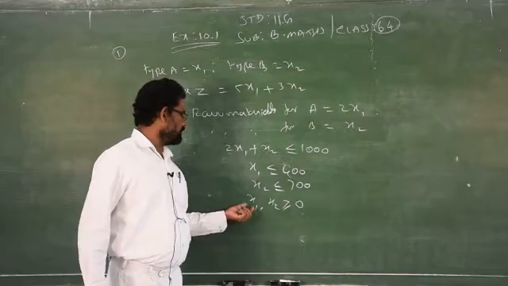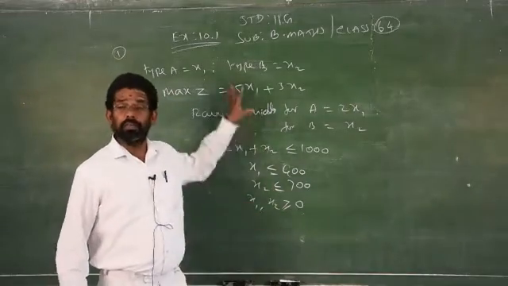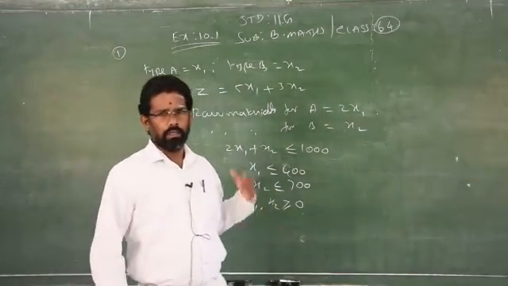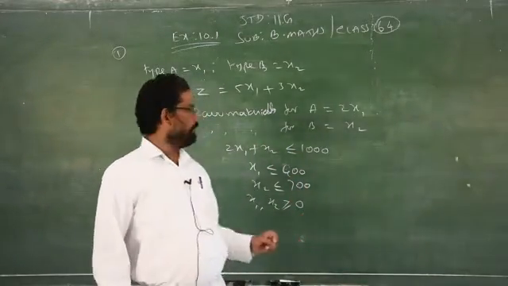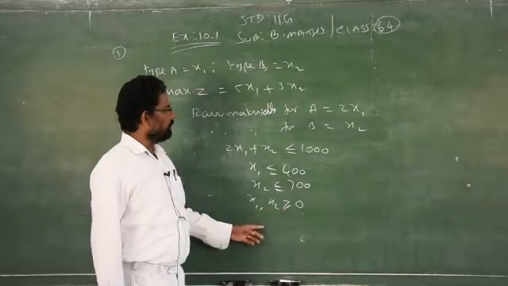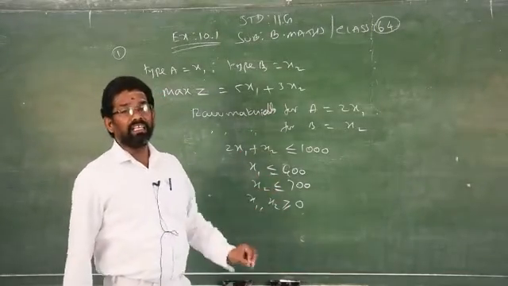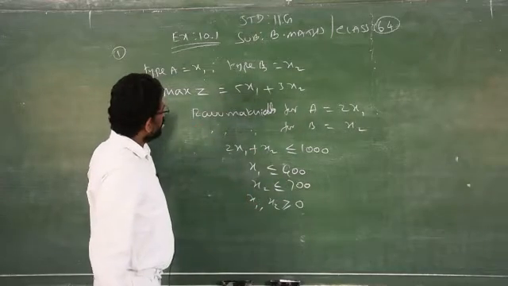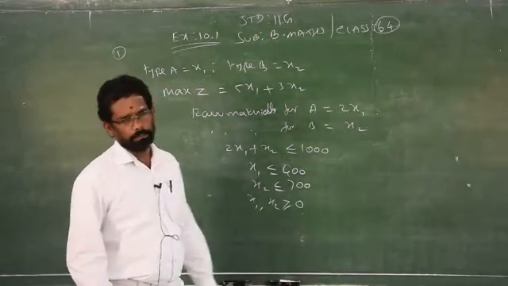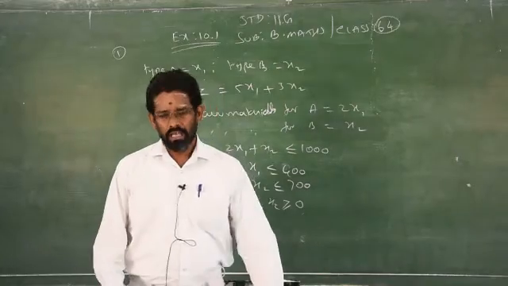There is no question of negative values in the graph for this problem, because it deals with what? Money. Money never gives negative values. Therefore x1, x2 is greater than or equal to 0. This is the formulation of linear programming problems. It is shortly called LPP.